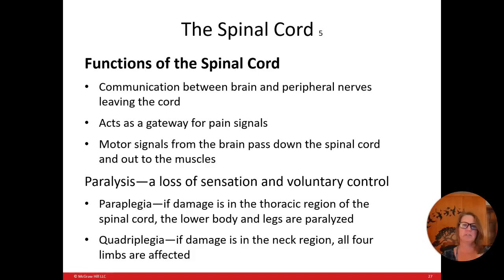Serious damage to the spinal cord, as in the examples of paraplegia and quadriplegia, can leave you paralyzed. Paraplegia means essentially you have damage in the thoracic region of the spine, so just the lower legs and lower body are paralyzed. And quadriplegic essentially means that you have damage in the neck region, so all 4 limbs are affected.